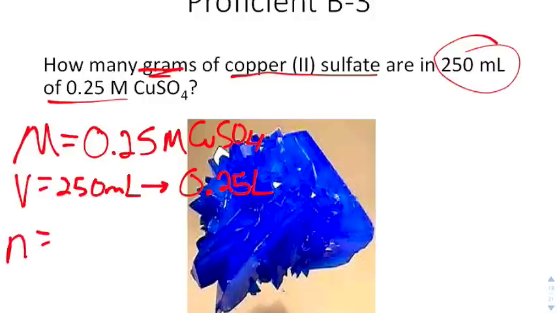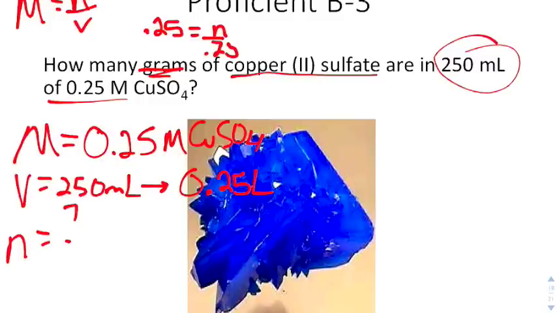That allows me to solve for the number of moles. And I can say, okay, molarity is equal to N over V, or in our case, 0.25 equals N over 0.25. So now what you need to do is multiply both sides by 0.25. When you multiply both sides by 0.25, you end up getting 0.0625 is the number of moles. Now you have to be careful because this right here represents the moles of copper sulfate, but that is not what the question asked for.